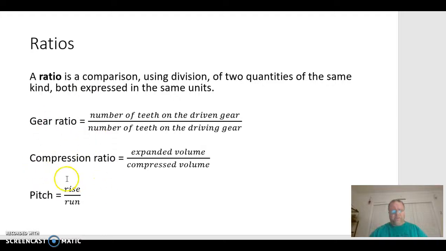Here are some common ratios that they use in Chapter 1, Section 1. This is a gear ratio: the number of teeth on the driven gear over the number of teeth on the driving gear. You have a compression ratio. Once again, these are kind of automotive or welding terms. This is the expanded volume over the compressed volume. And then we have the pitch, which you may have heard used, like the pitch of a roof. That is the rise over the run, or the vertical distance over the horizontal distance of that roof.